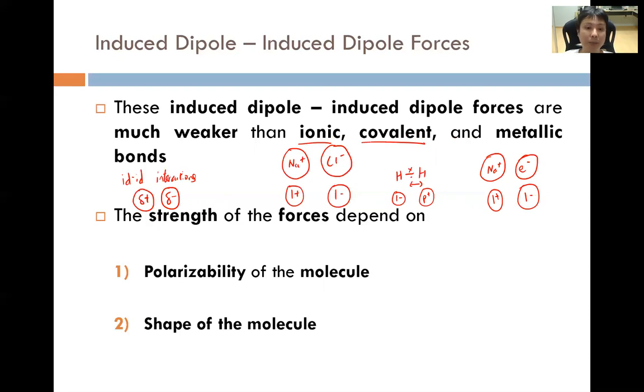Okay, so the strength of ID-ID interactions depends on the polarizability of the molecule as well as the shape of the molecule. So basically, if we have established that two molecules, molecule A and molecule B, both interact through ID-ID interactions, and we would like to decide which molecule has the stronger ID-ID interactions, then we would base the discussion on these two factors: how polarizable the molecule is, and what is the shape of the molecule.